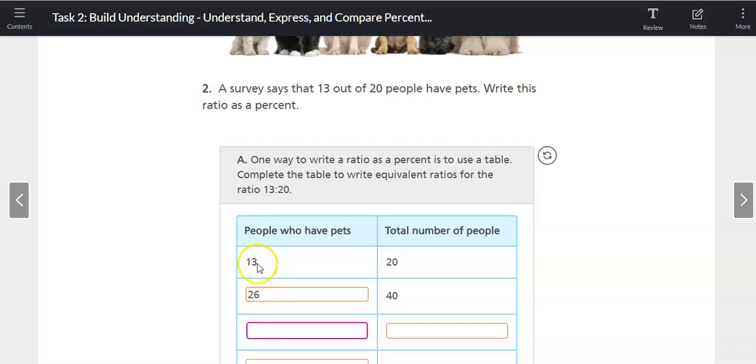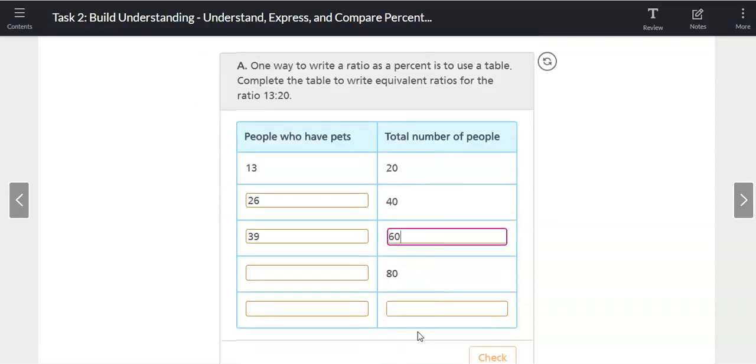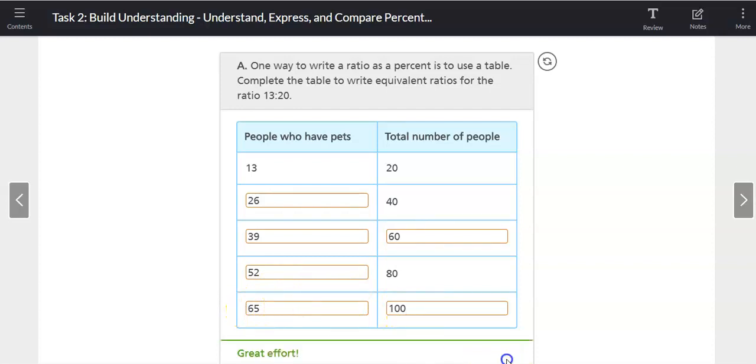Now if we're going to go to the third one, 13 times 3 is 39. 20 times 3 is 60. We're going to go to the fourth one. 13 times 4 is 52. And 20 times 4 is 80. To get to the last one, we're going to be multiplying by 5. 13 times 5 is 65. And 20 times 5 is 100. So when we're at 100, there's 65 people who have pets.